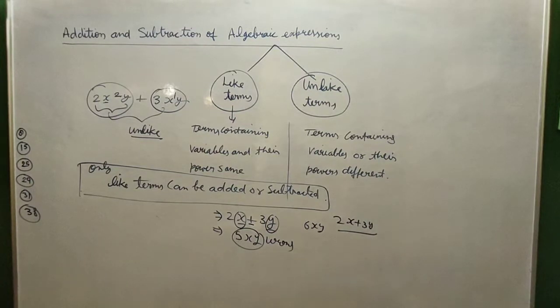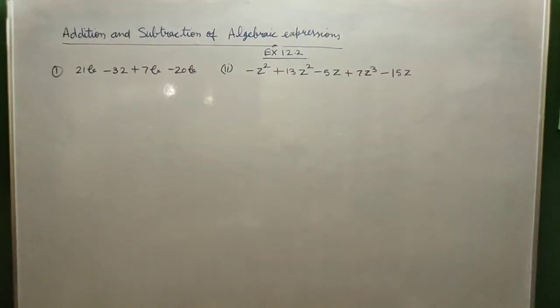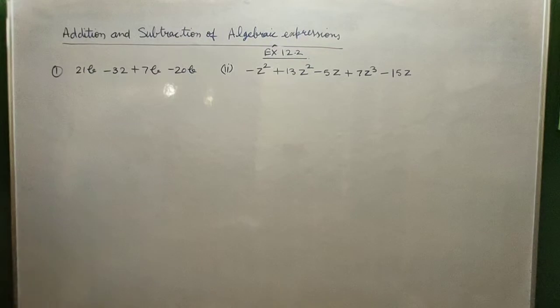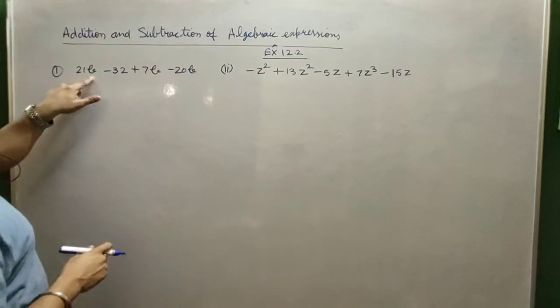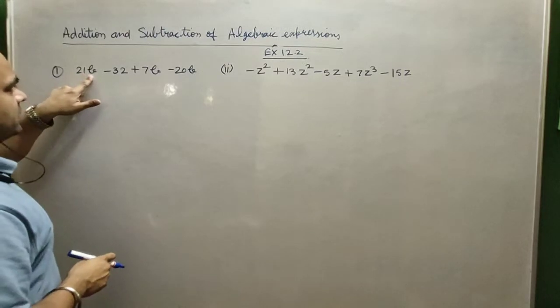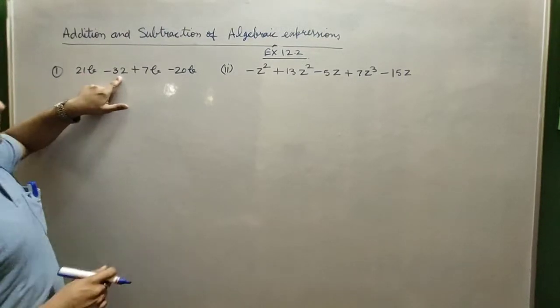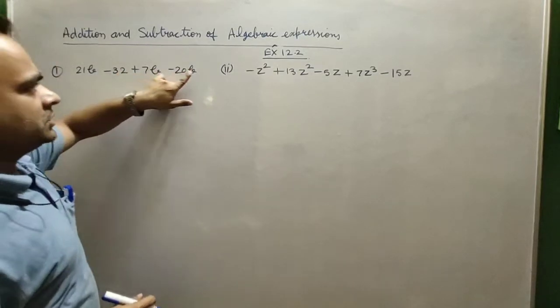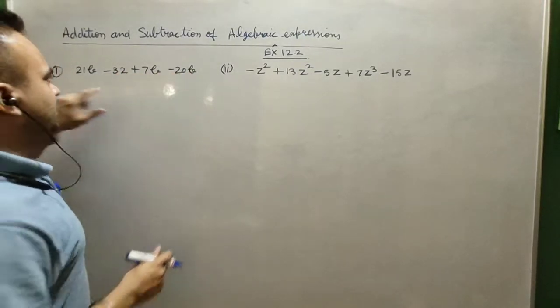I am taking some examples, and please see how I am doing it. So you will see the first example. If you see, there are four terms. Firstly, always see the number of terms and see each term carefully. This is 21b, it contains the b variable. This is 32, it's a constant. It is 7b, again it contains the b variable, only the b variable.